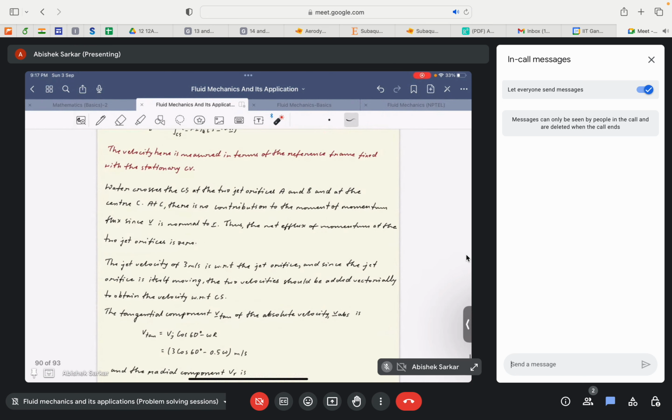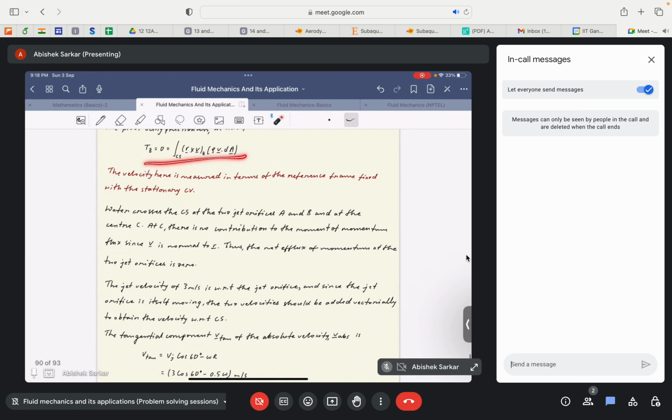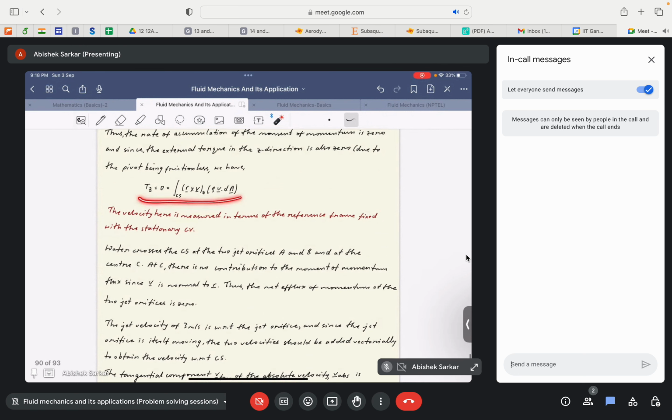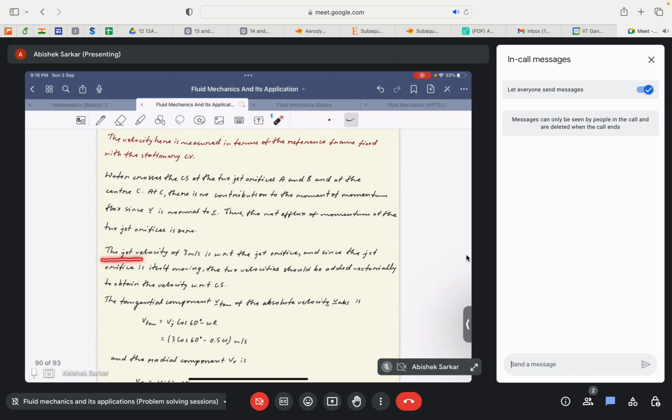And thus the net efflux of momentum, that is just the conclusion that we get from this equation, the net efflux of momentum at the two jet orifices is zero. This statement is just what this equation means. The jet velocity of 3 meters per second is with respect to the jet orifice.